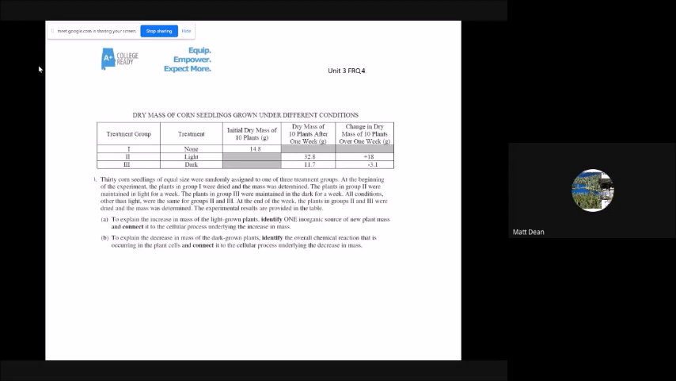All right, so we've got these corn plants, corn seedlings of equal size. We're assigning them to one of 3 groups randomly. Group 1, we just dried those to figure out essentially what the mass of the initial plants were, and that mass was 14.8.